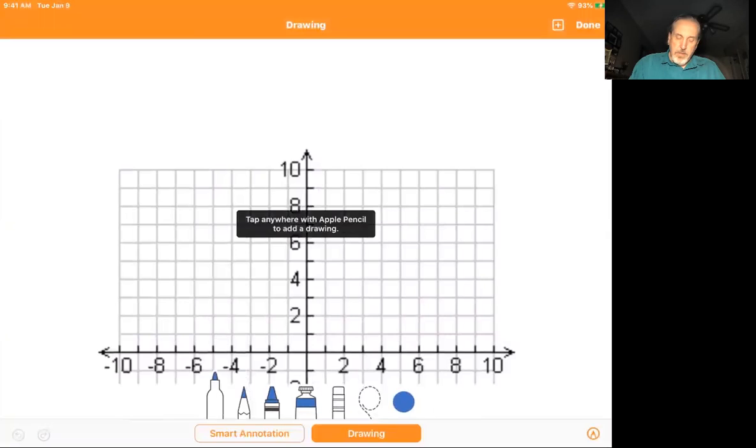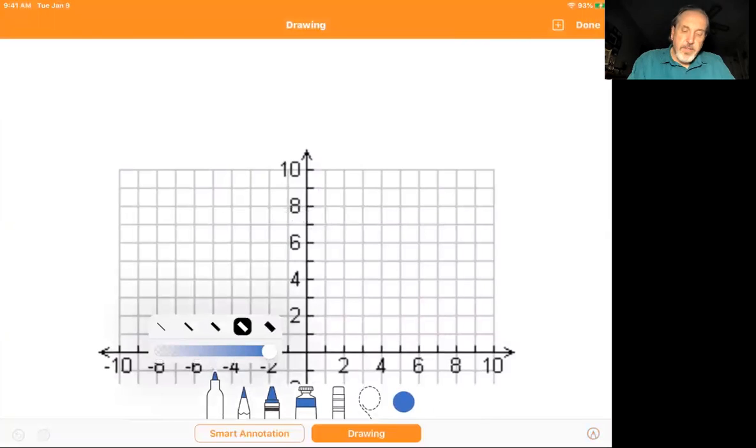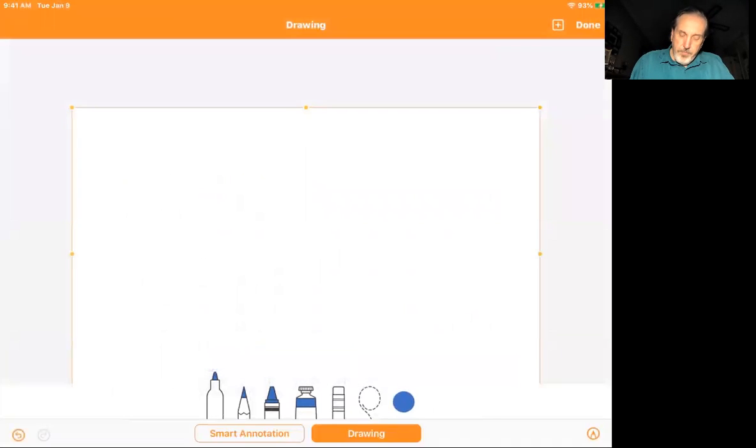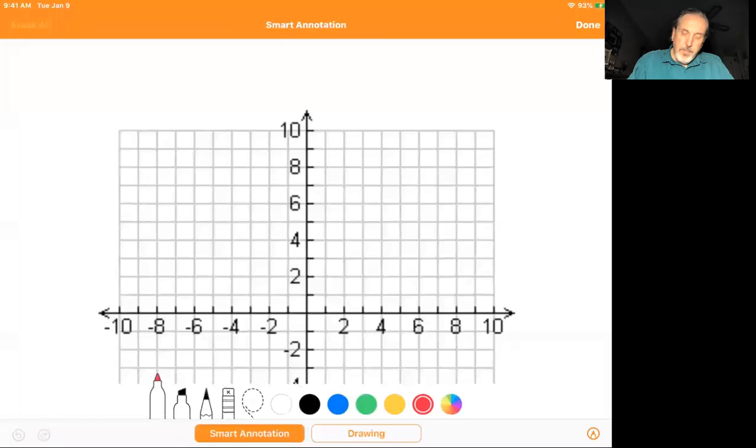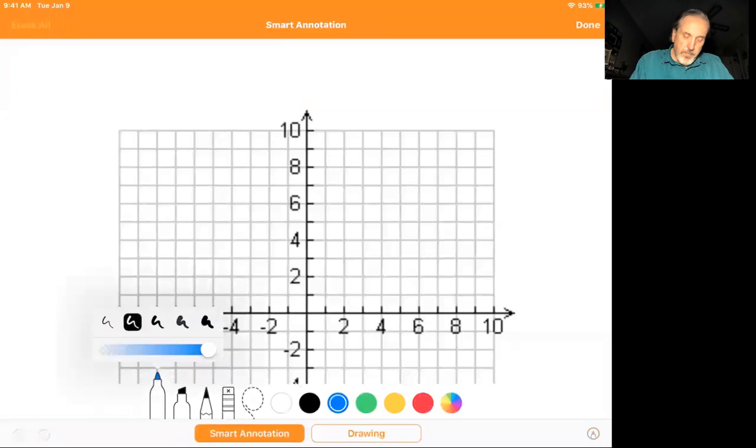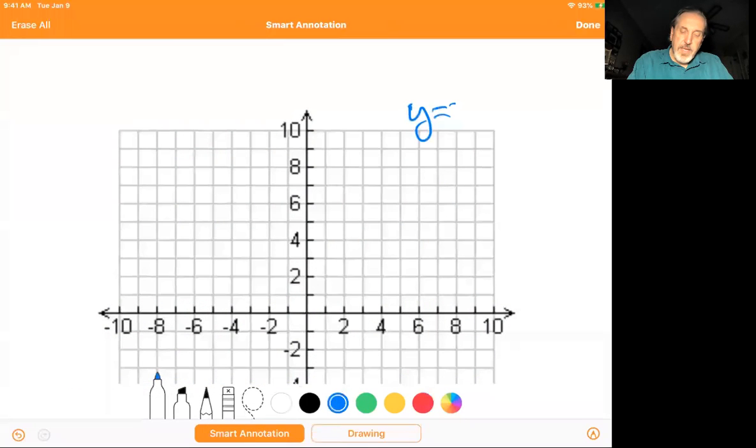Let me get the marker that I'm comfortable with. Okay, so, no. Here we go. So we're going to do the equation y equals -3x plus 1.